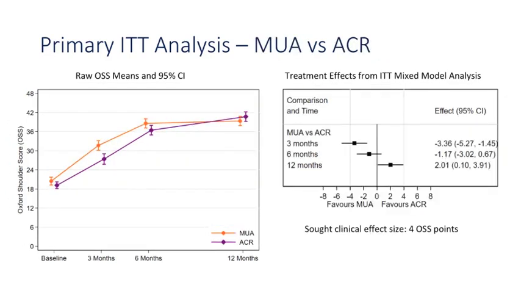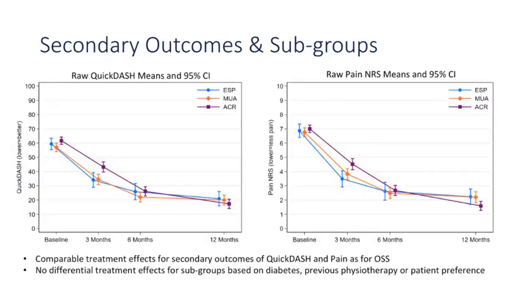And that was the same when we looked at MUA versus ACR, the two surgical interventions, ACR lagging behind at 3 months because they hadn't received the intervention yet, whereas at 6 and 12 months, there was no real difference. Looking at our secondary outcomes gave us confidence that our primary analysis was valid because this pretty much followed the results of the primary analysis.